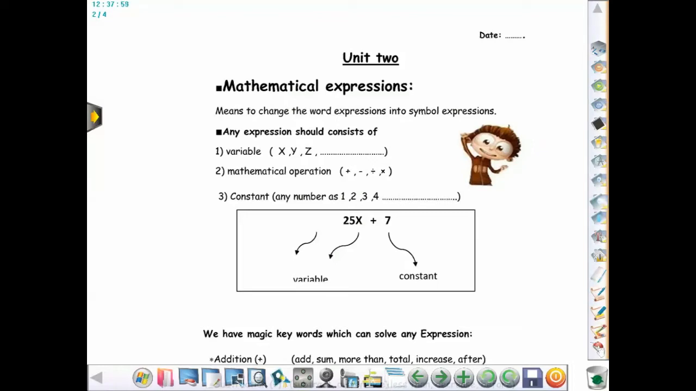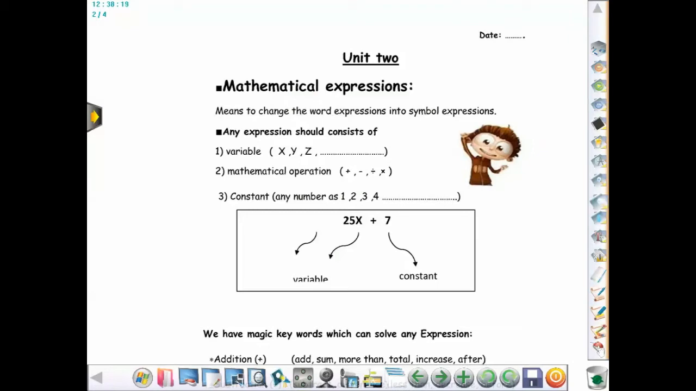Our lesson today for grade 5, mathematical expressions, means to change the word expressions into simple expressions. It means if we have a sentence, we have to convert these words into mathematical expression or mathematical way.